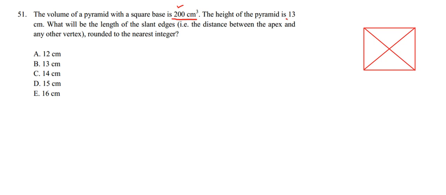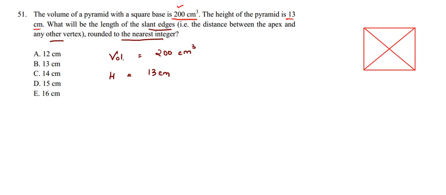So the height of the pyramid is 13 centimeter. Okay, so we have been given the volume. So let us note down the given data. So volume will be 200 centimeter cube. Let height be known as h, that is 13 centimeter. So this is the height and the volume. Now what will be the length of the slant edges, that is the distance between the apex and any other vertex, rounded to the nearest integer? So we need to find the length of the slant edge.